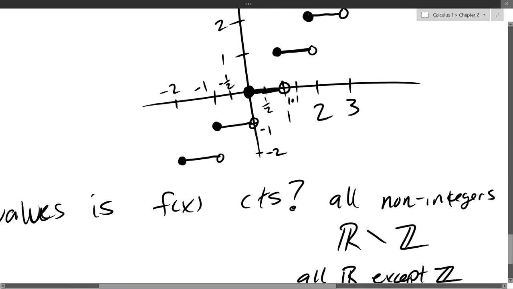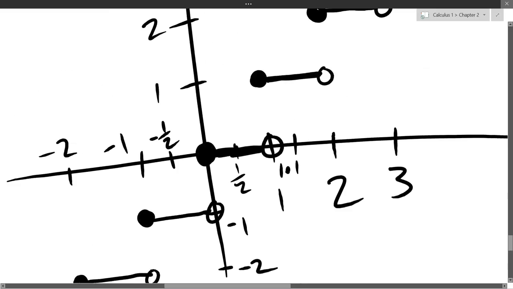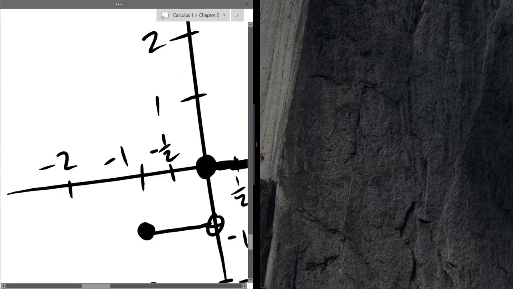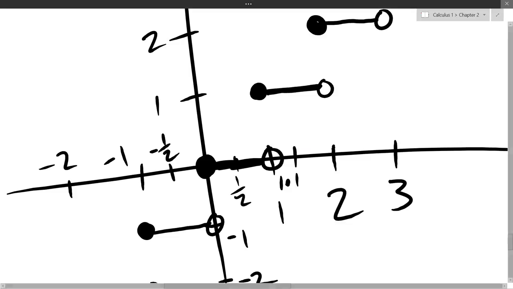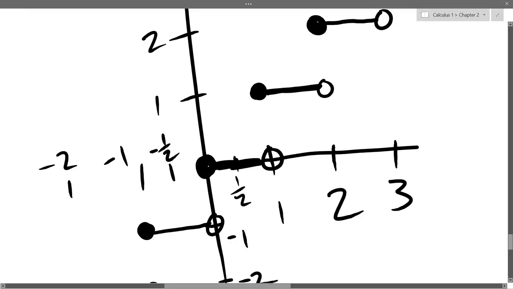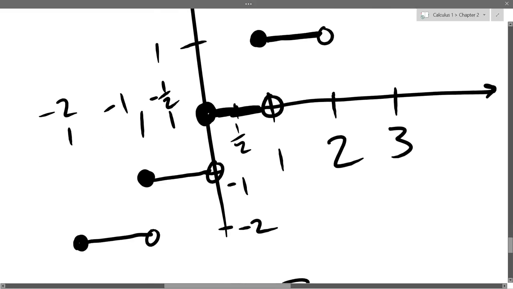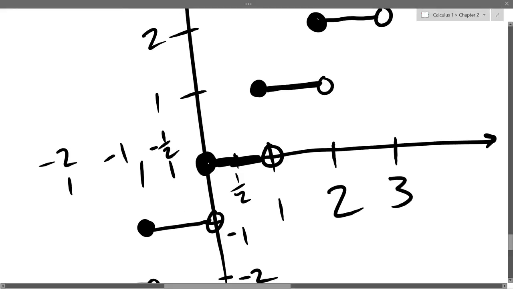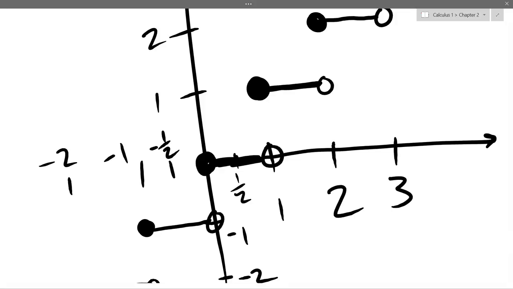So let's think about the integers. We'll go for one first. So think about one. At one, are we right continuous at one? So if I look to the right, my x value is 1, and my y value is also 1. So I'm right here. That's the point I'm looking at right now. Can I go to the right? Yes. No problem. So I'll be continuous at 1.